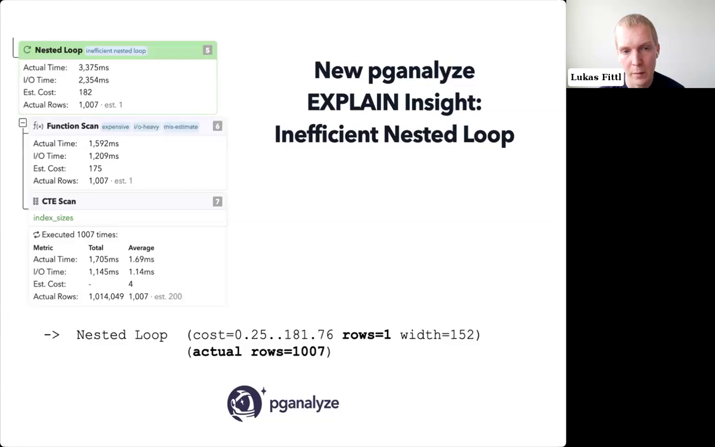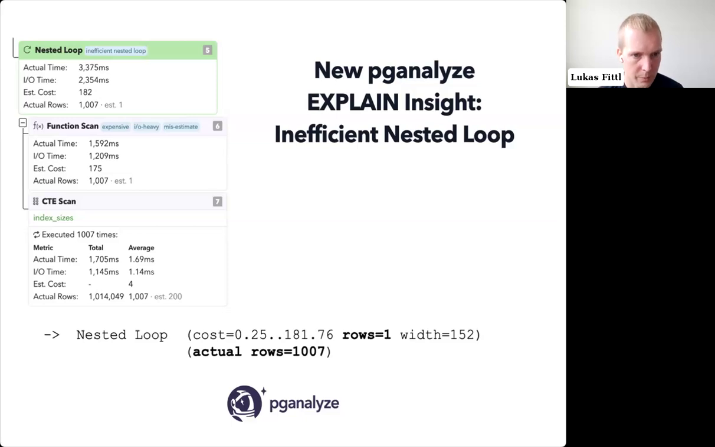One of the things we added a couple of months ago is a new insight in pganalyze for inefficient nested loops. So this is just an example of what you can see if you look at a query plan, again, this here is the visualized version in pganalyze. If you have a nested loop and the nested loop has a row count of 1 in the estimate, right? So the rows part, but then the actual rows, like the explain analyze part, says actual rows, for example, 1007. And so that means the nested loop returned a lot more rows than expected.